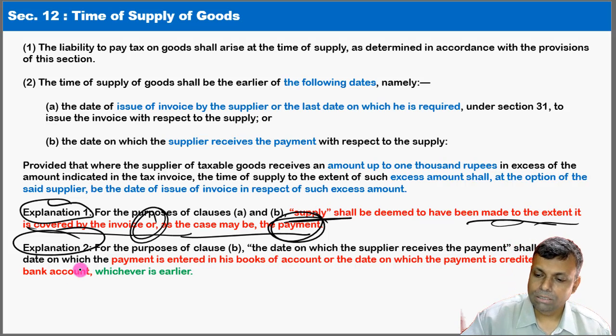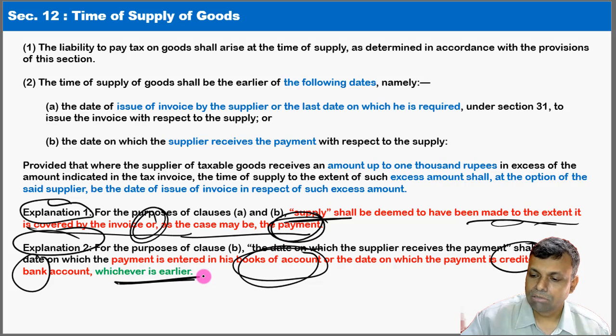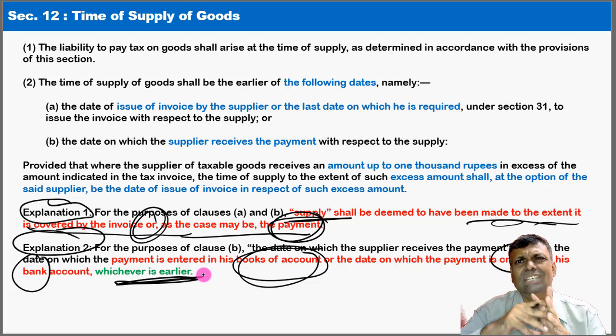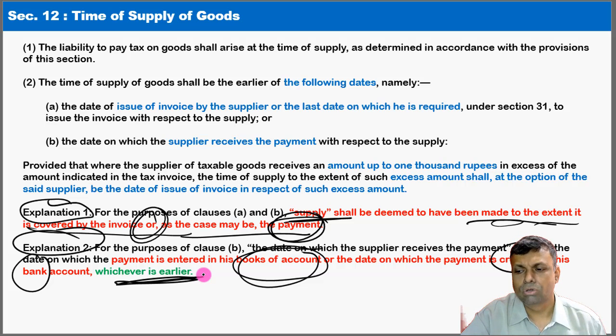Further, the payment date is the book entry or bank entry, whichever is earlier, so whether it is credited in the bank account or it has been entered into the books of accounts, whichever is earlier. This is basically the standard theme. I mean, everywhere in sections 12 and 13, this is a standard theme which has been followed by the provisions of this particular law.